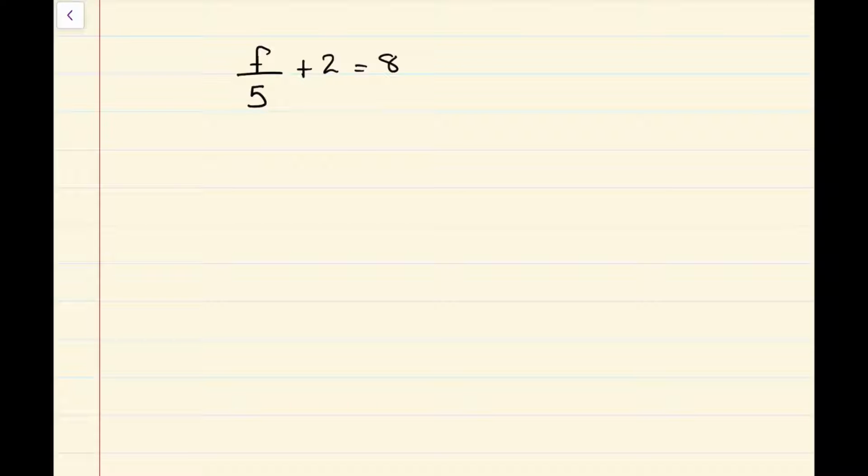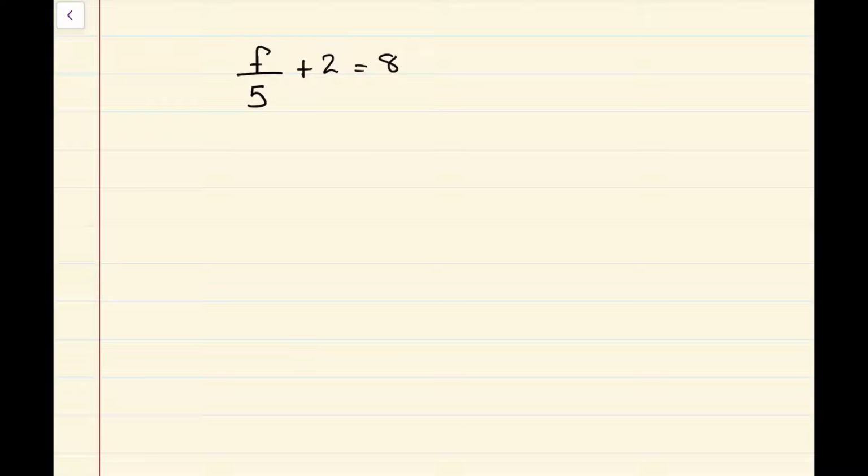Okay, so for our first question we're going to have f divided by 5 plus 2 is equal to 8. The first thing we would want to do is to remove the 5 from under the f so that we would be able to solve for f. Once we remove the 5 from under the f, and then we also remove the 2 from the left side of the equation, then we would be able to solve for f.